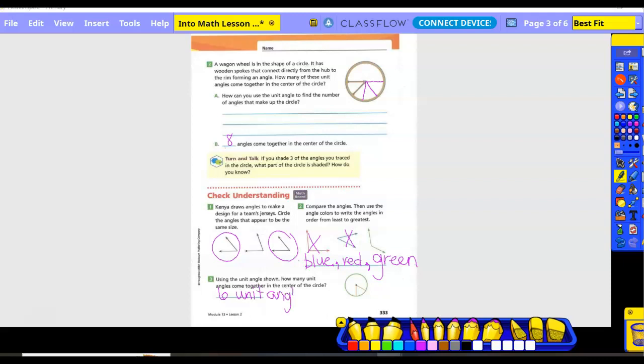angles. Now, how come I can't just put 6 angles? Because there's just regular angles. Well, are they all the same size? No. Yes, they were all the same size. So therefore, are they the same unit? Yes, so that is why we have to put 6 unit angles.